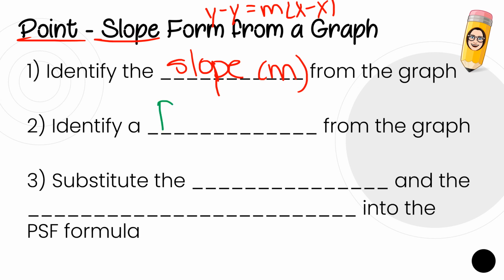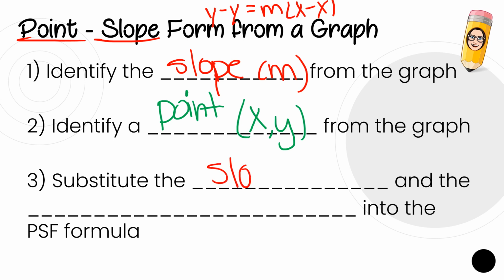Next, you need to identify a point. I strongly encourage you to write an x comma y point. Write it out so you can see it. And then you're going to substitute the slope and the point into the point-slope formula.